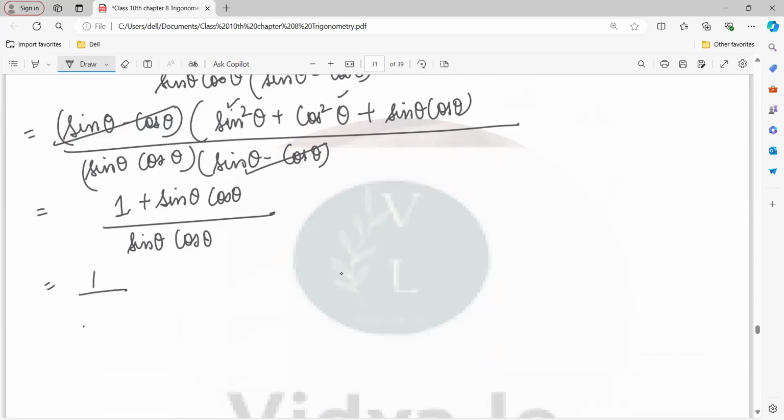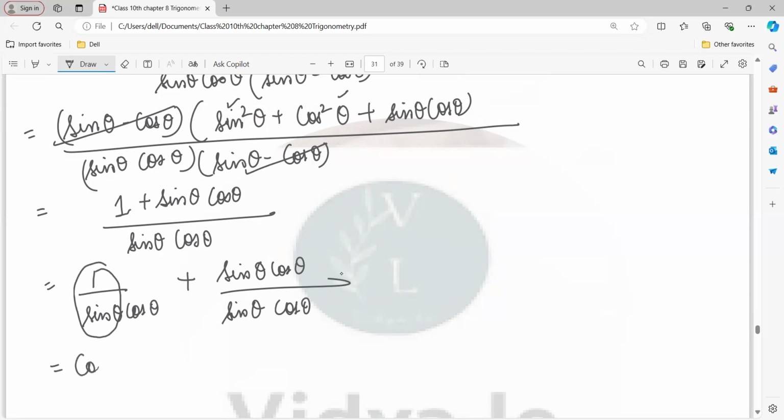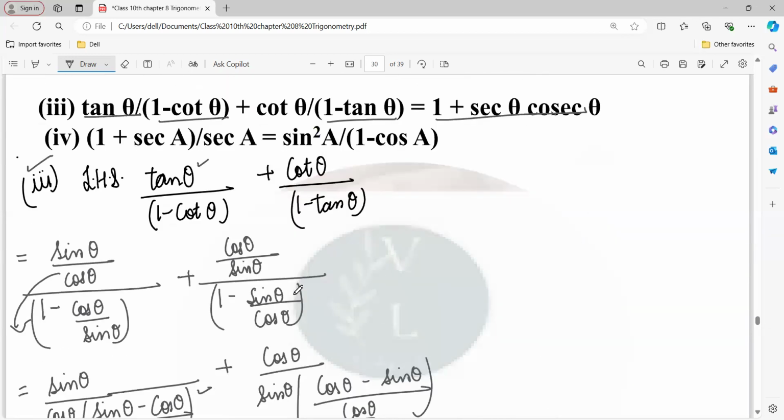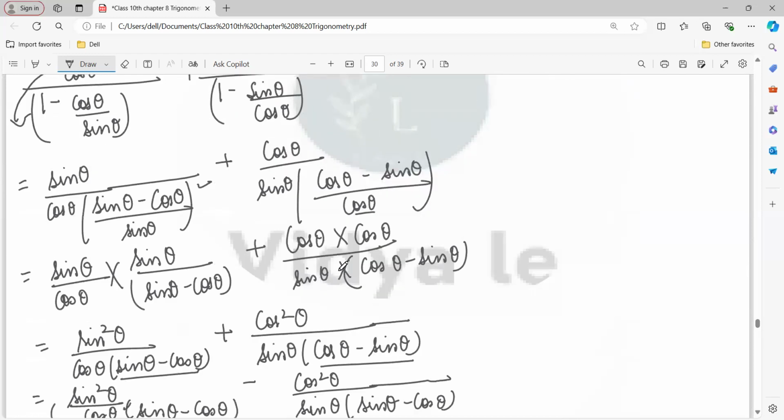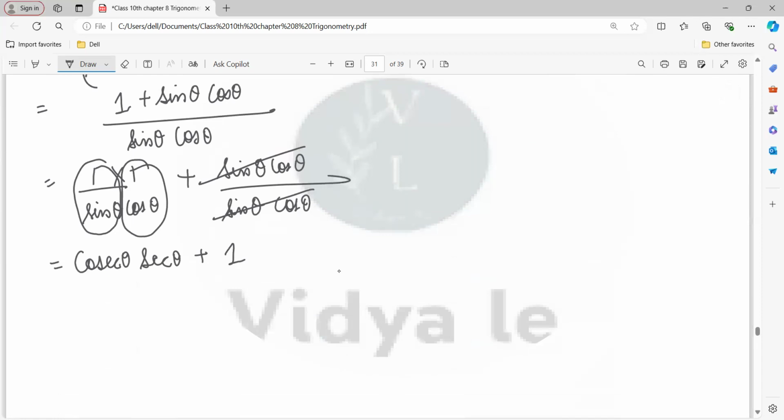Now we will break it. So 1 upon sin theta into cos theta plus sin theta cos theta upon sin theta cos theta. Now 1 upon sin is cosecant, and 1 upon cos is secant, right? Sin theta cos theta and sin theta cos theta got cancelled. So we got 1 plus cosecant theta into secant theta, which is equal to the right hand side. Hence, proved.